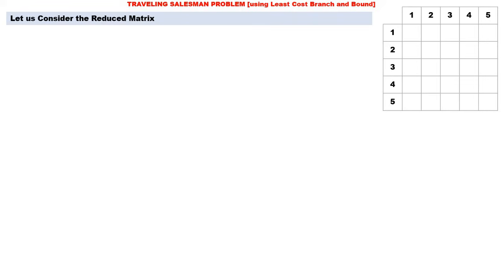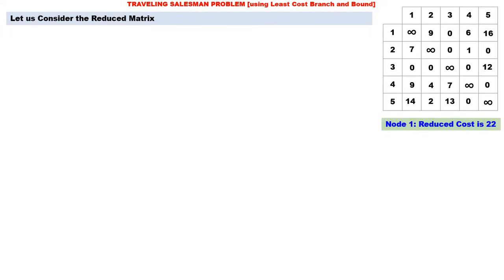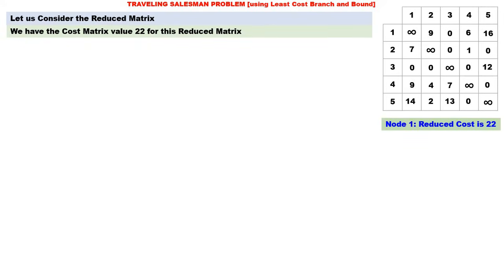Now, we should consider the reduced matrix. Last step, whatever reduced matrix we get, we should consider that. I am going to write the elements of the reduced matrix. Yes, this is our reduced matrix and the reduced cost is 22. So the cost matrix value 22 for this reduced matrix. Yes, very good. Now, this is node 1. Node 1, there are 4 possibilities from 1. From 1, either you can go to 2, 3, 4 or 5.